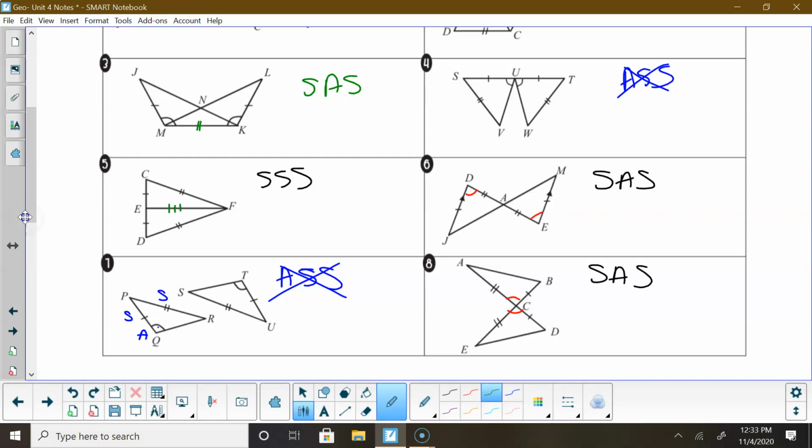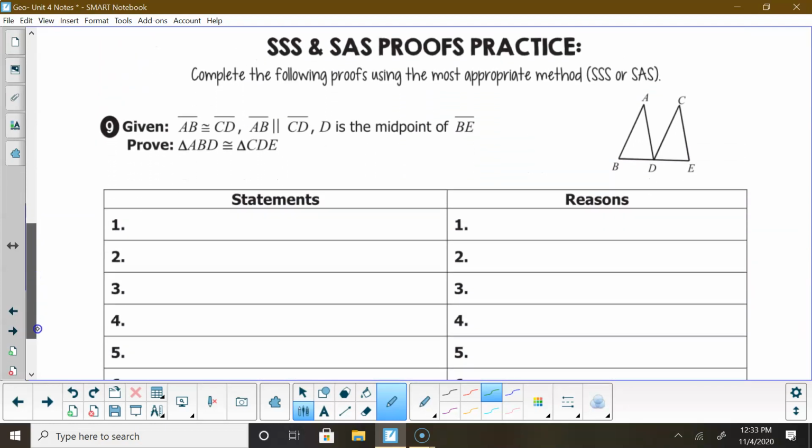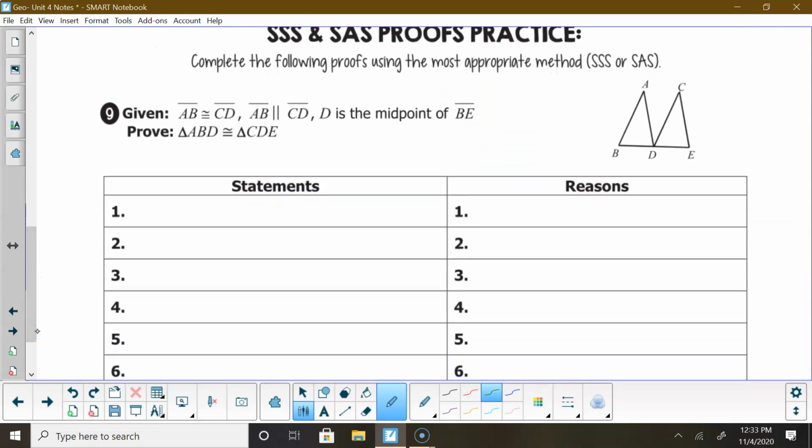Ready? You're going to notice as we keep going down, the proofs are more and more bare. Do you want me to do this first one with you? Okay. So, start with your easiest givens. AB is congruent to CD. Given.